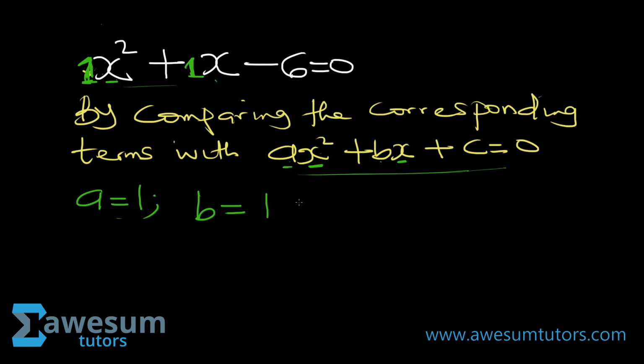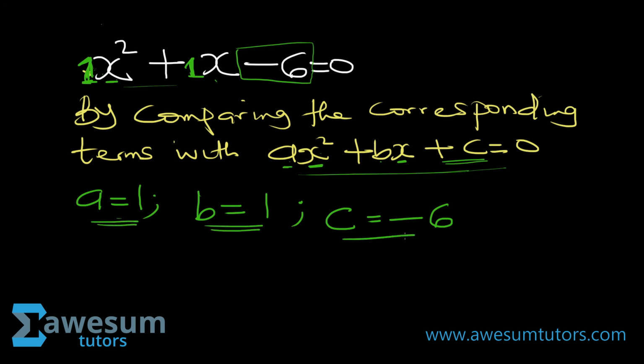Okay, guys. Very good. What about c? c is a constant. It doesn't have x attached to it. So c equals the constant. What is the constant here? The constant here is negative 6. Very good, guys. So that means your a is 1, b is 1, and c is negative 6.